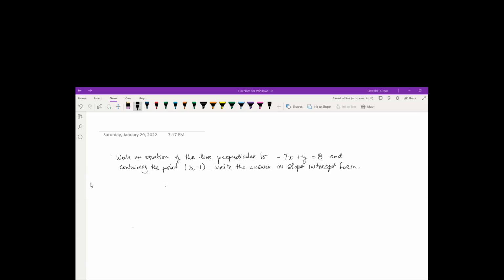Write an equation of the line perpendicular to -7x plus y equal to 8 and containing the point (3, -1). Write the answer in slope-intercept form. All right, so here are the key words. We need to write an equation that is perpendicular to this line that is given to us, and the line of that equation goes through the point (3, -1).